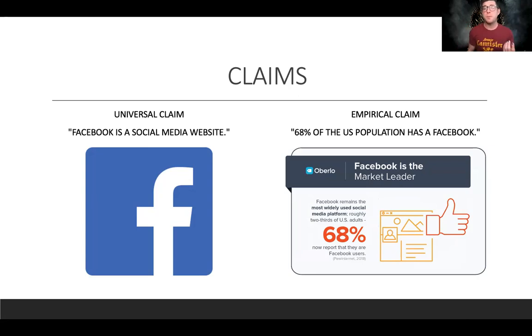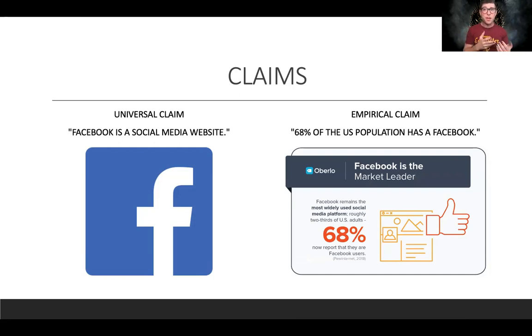So while saying Facebook is social media requires no citation, claiming that 68% of the US population uses Facebook does require a citation. So when you're using an empirical claim and you need to bring in proof, here are a couple of different ways that you can do it. And chapter 5 really lays this out for you.